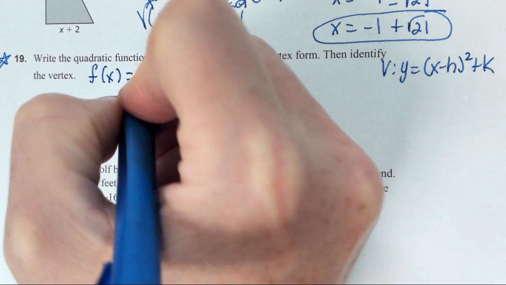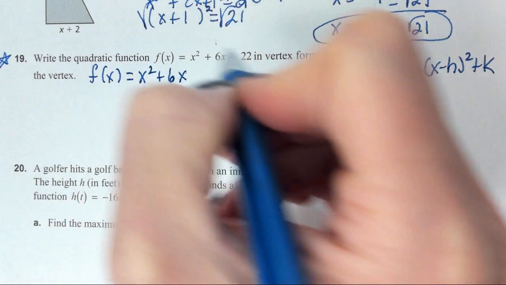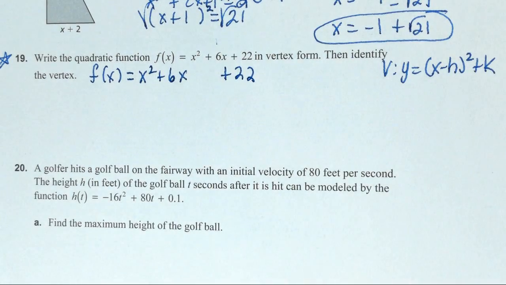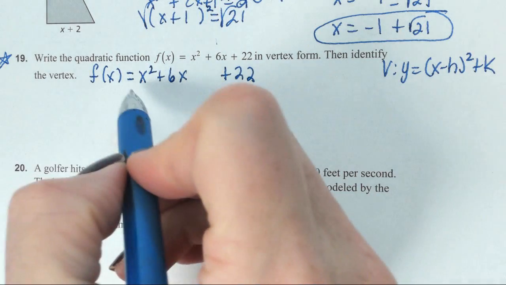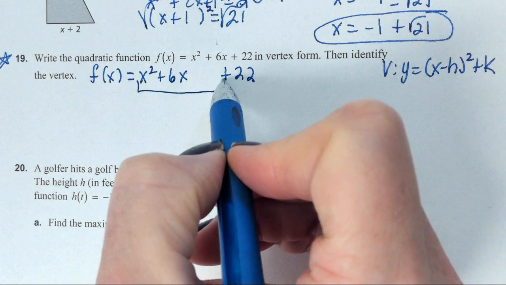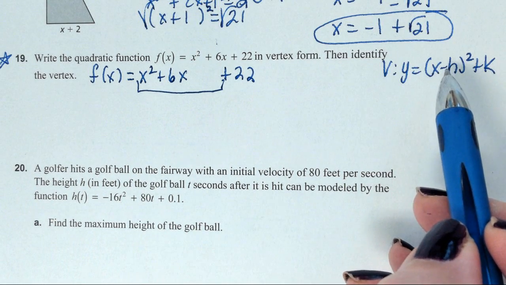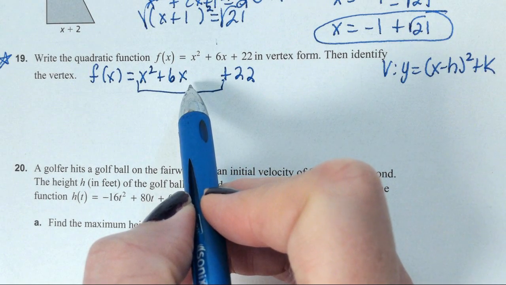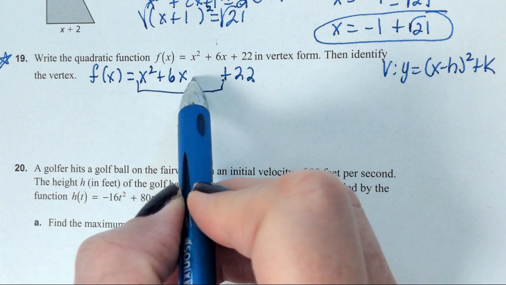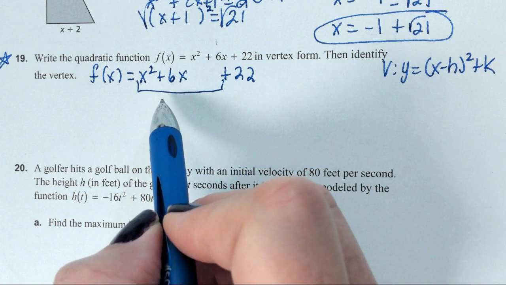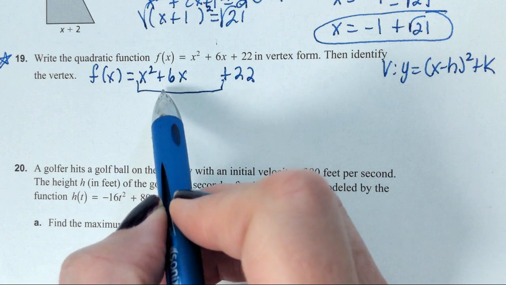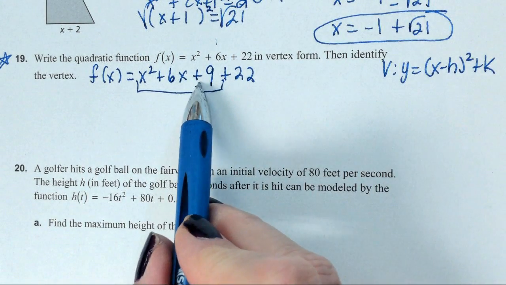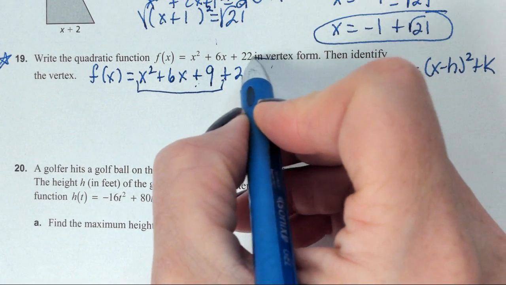We have f of x equals x squared plus 6x. Plus 22, though, is not helping us, so I'm just going to move it over, kind of out of the way. I want this part right here to be something that's going to turn into x plus h. So what am I going to have to add? What am I going to put here, guys, to make this into a perfect square trinomial? Take half of 6 and square it. 9.